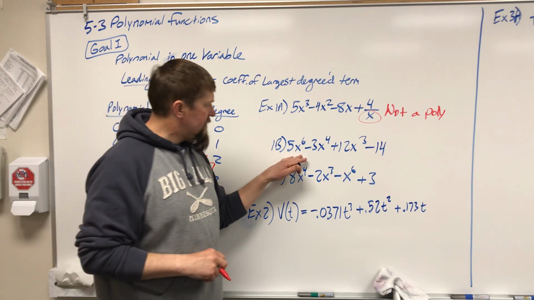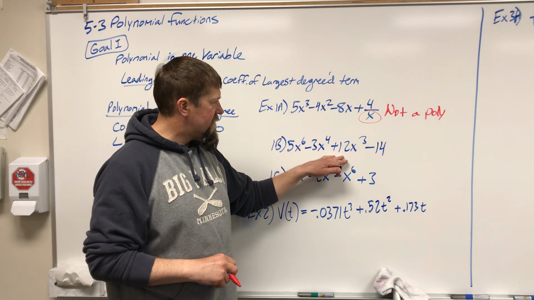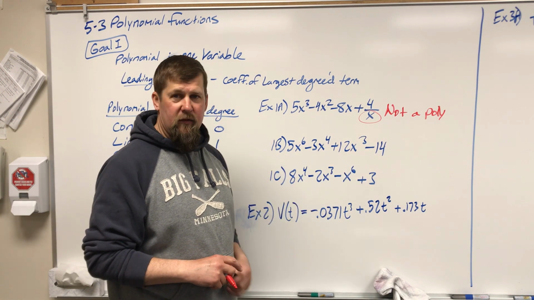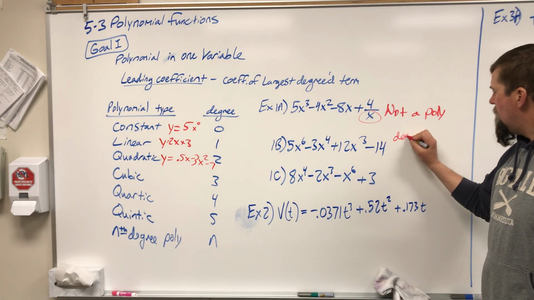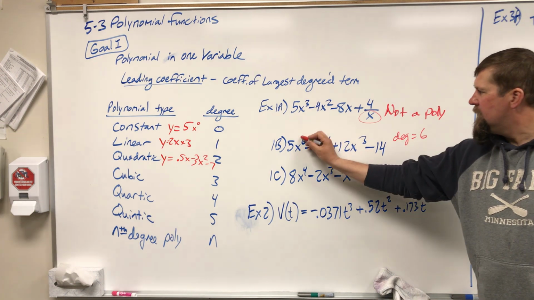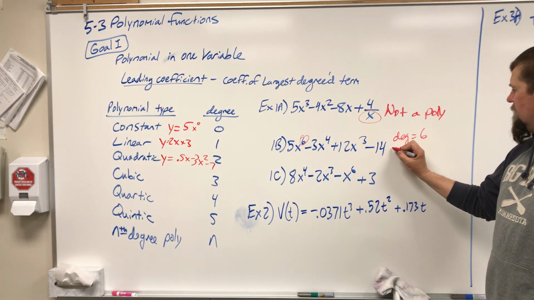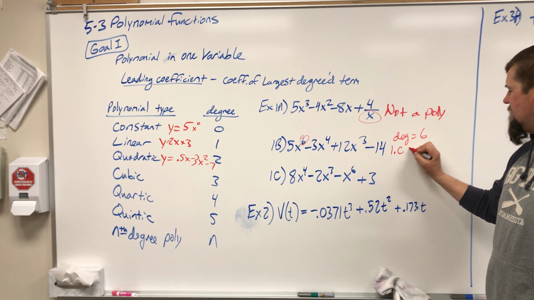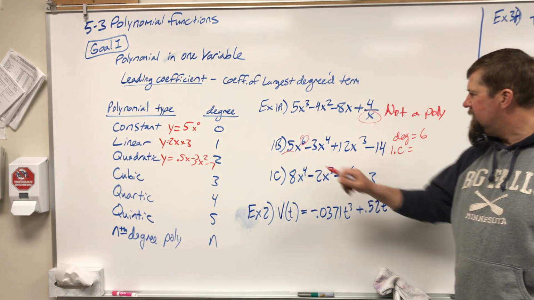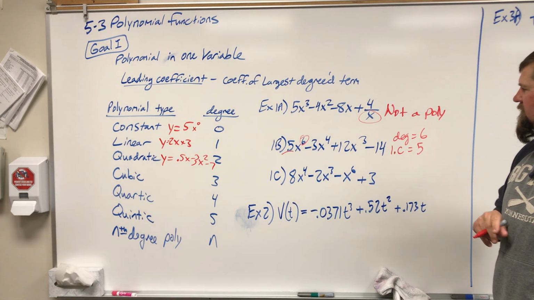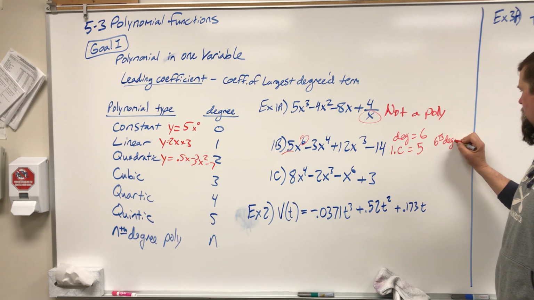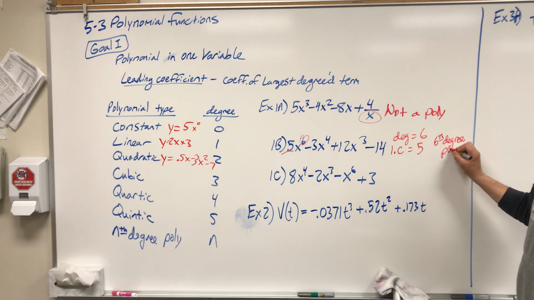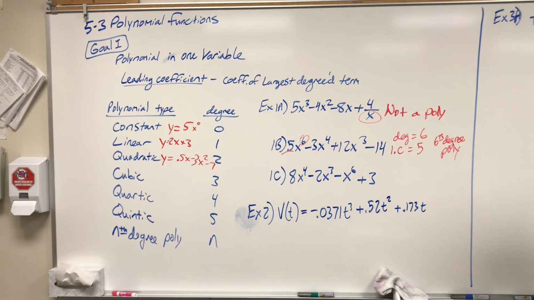1b, 5x to the 6th minus 3x to the 4th plus 12x to the 3rd minus 14. Okay, so the degree here is 6. The leading coefficient is 5. So it is a 6th degree polynomial. So that's how you would say it. You would say a 6th degree polynomial.